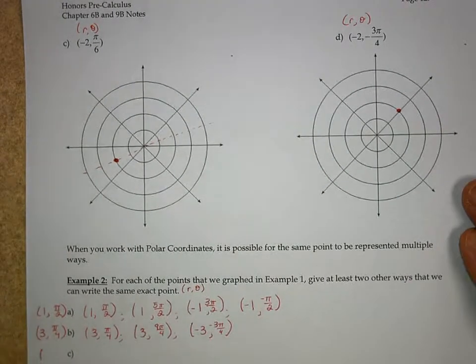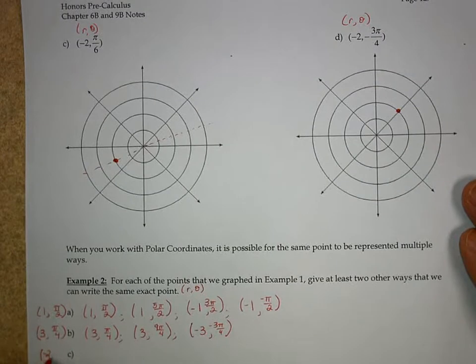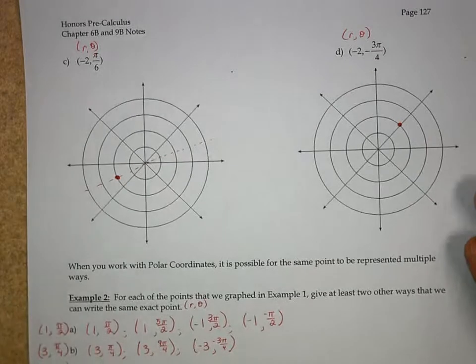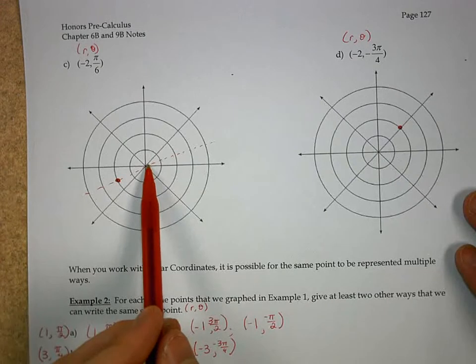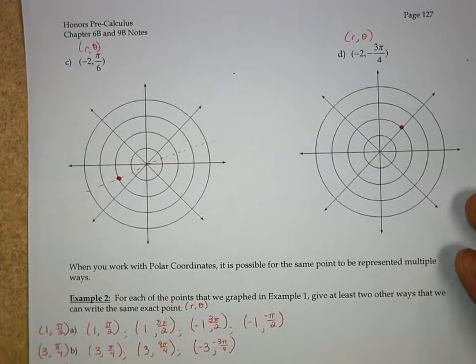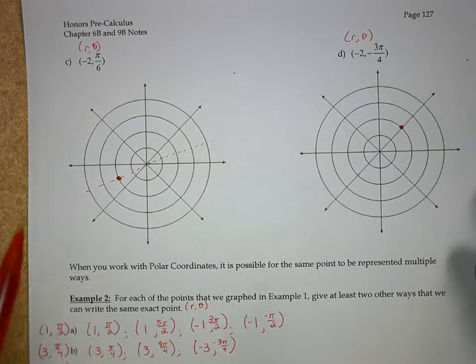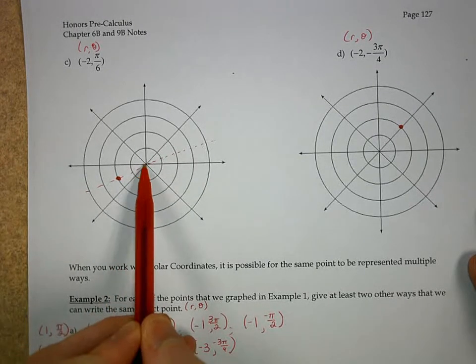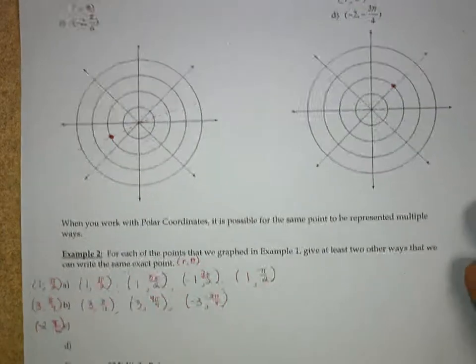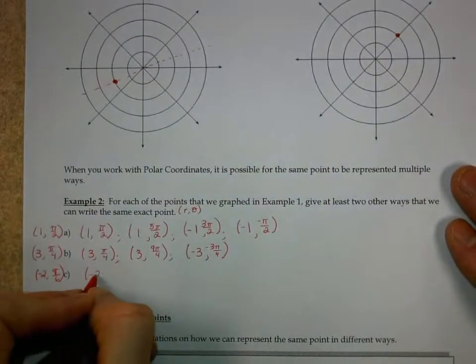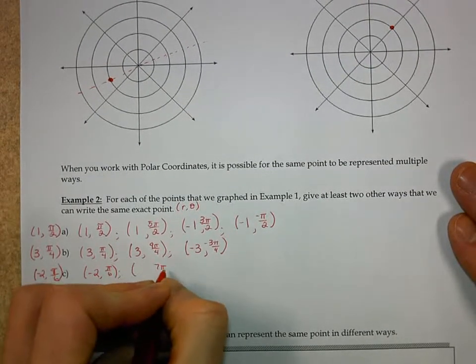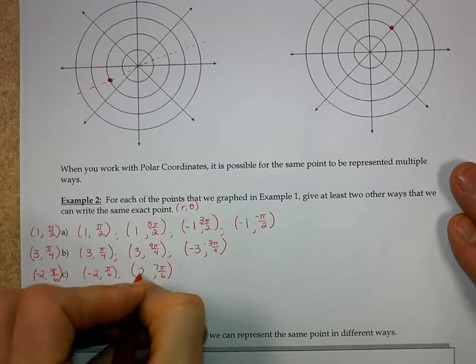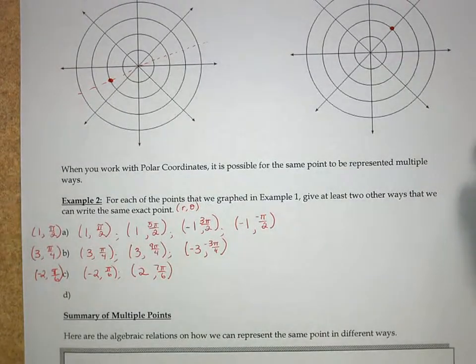Letter C we see up at the top here. It was negative 2 and pi over 6. So I can see it's this point right here, and we got that by going pi over 6, facing this angle, then going backwards 2. But I could have just as easily gotten that point by saying I'm going to go around to 7 pi over 6 and then going out 2 units. So I could have said this negative 2 and then pi over 6 is the same thing as me going to 7 pi over 6 and then going out 2 units.